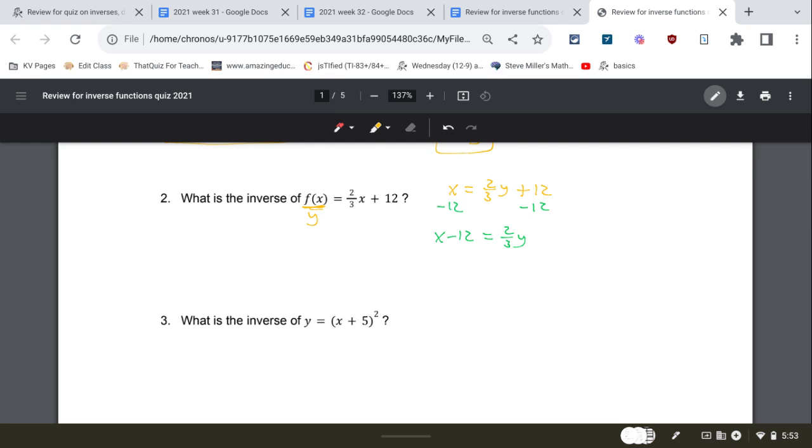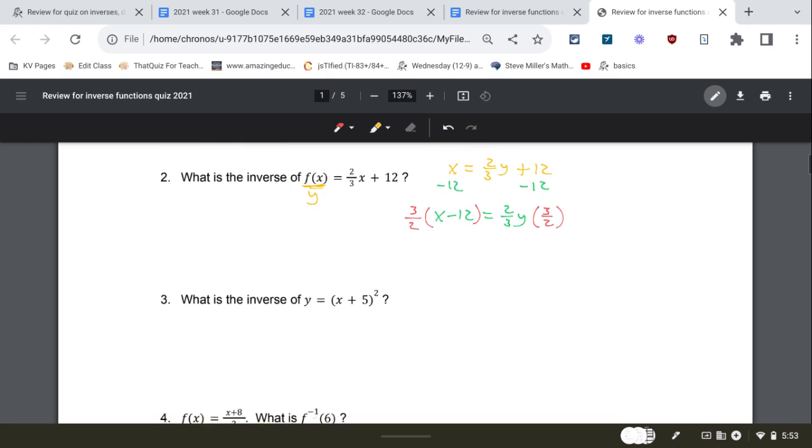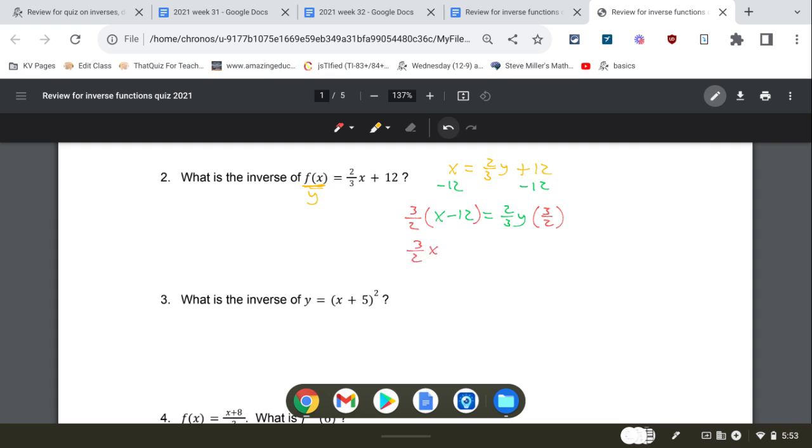Okay. And then to cancel out the 2/3, we're going to multiply by its reciprocal. Multiply by 3/2. Multiply both sides by 3/2. Okay, again, this right here is your answer. But if you distribute that 3/2, that's going to give you 3/2 x minus 18 is equal to y. Okay, so we would say that f inverse of x, the inverse function, is 3/2 x minus 18.